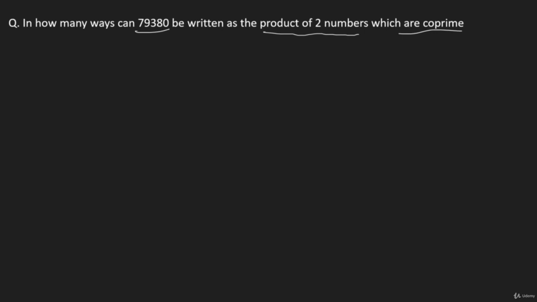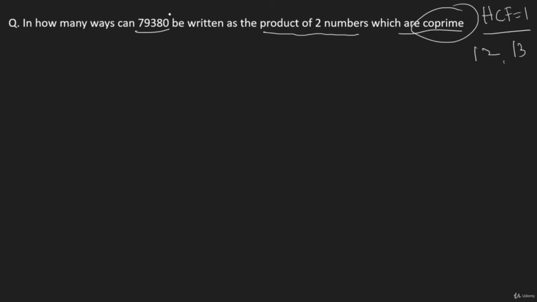Alright, I hope you have given it a try. Let's do it together. Remember, 2 numbers are co-prime if the highest common factor of those 2 numbers is equal to 1. For example, 12 and say 13. These 2 are co-prime, right? Because there is no common factor except 1 among these 2 numbers.